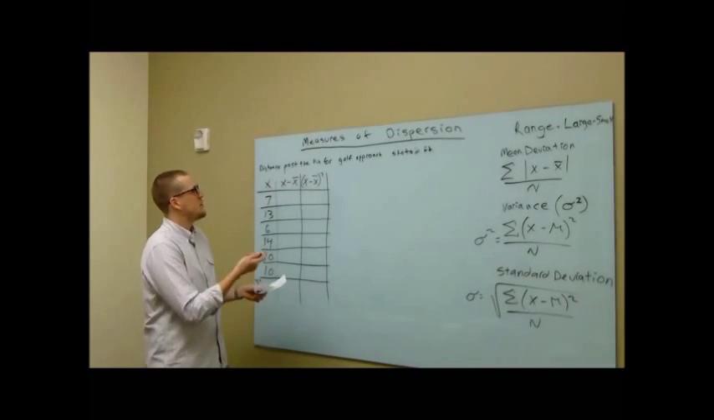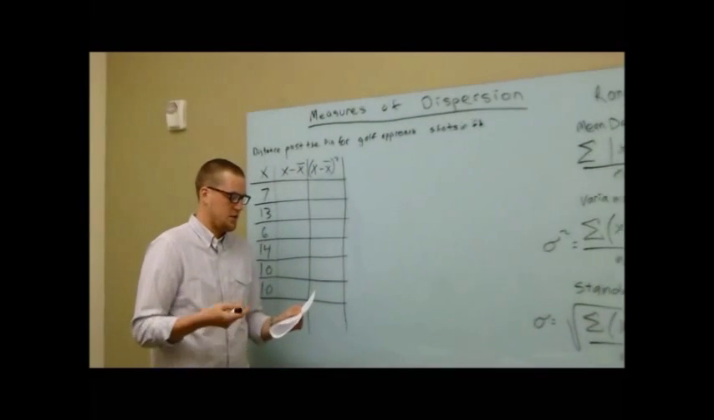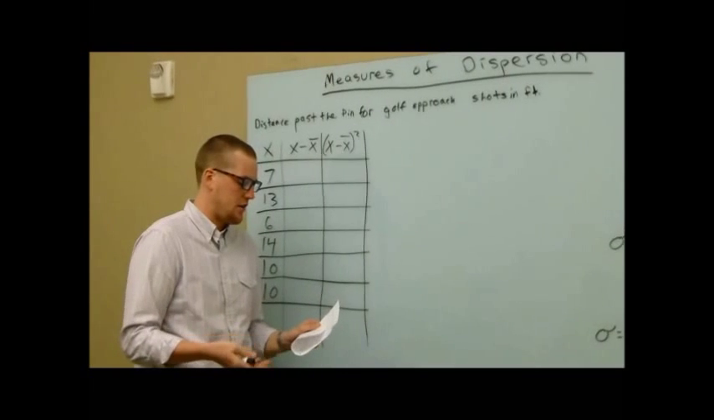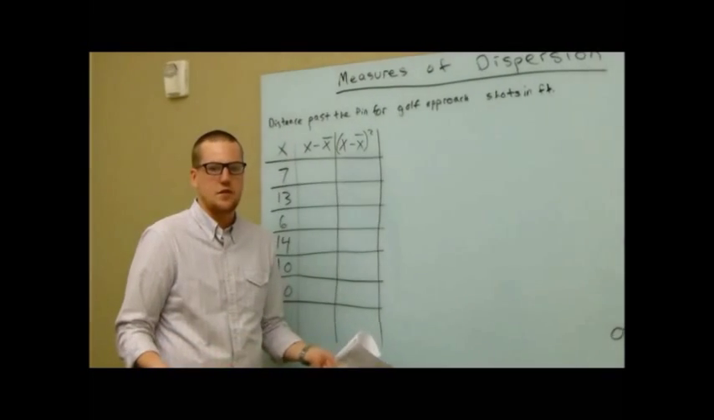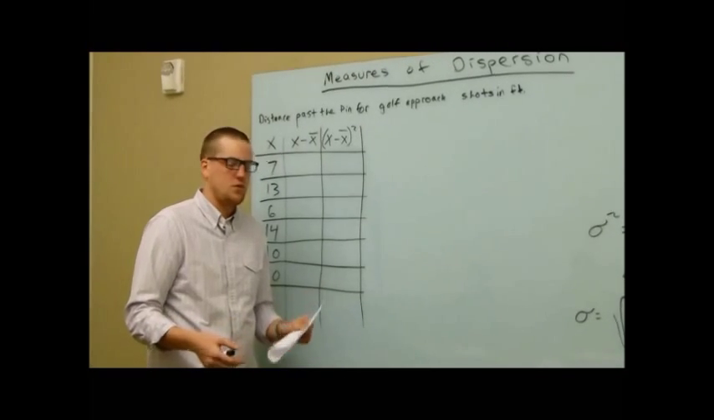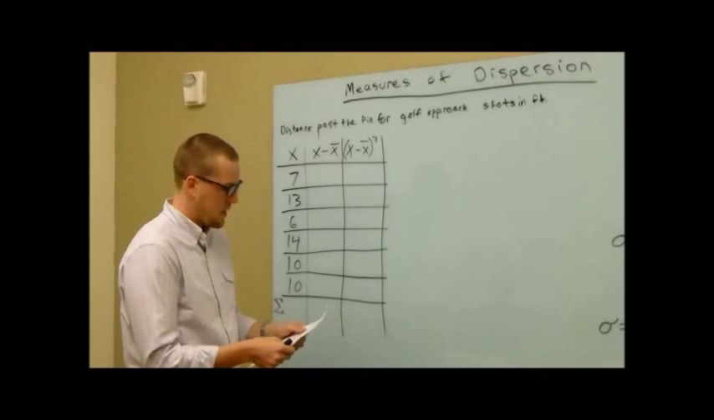Alright, today we're going to learn about measures of dispersion. The mean or median only describes the center of the data. So what about the spread of the data? Once you have the standard deviation, you can compare two or more dispersions.